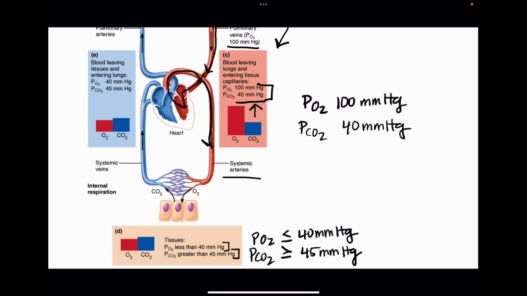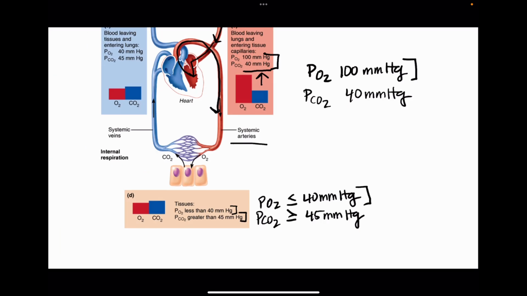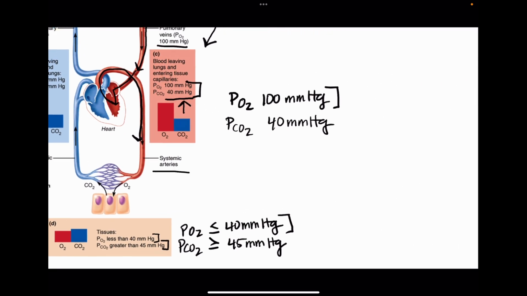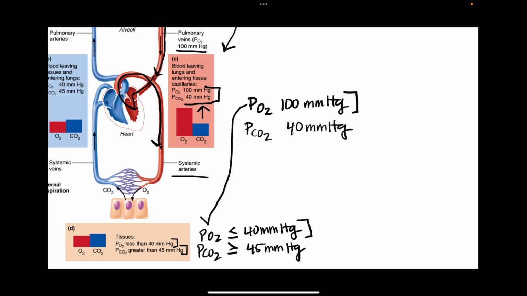So if we have a PO2 of 100 at the blood and a PO2 of 40 at the tissues, which way is that oxygen going to want to move? Towards the blood or towards the tissues? Towards the tissues where the lower pressure is. So then this oxygen from the blood is now going to be delivered to the tissues.